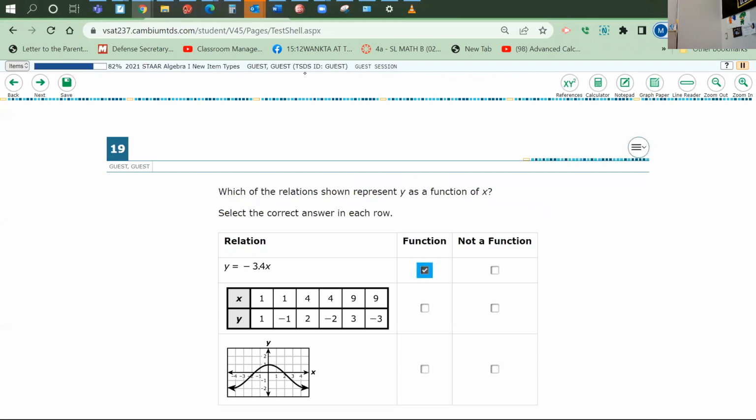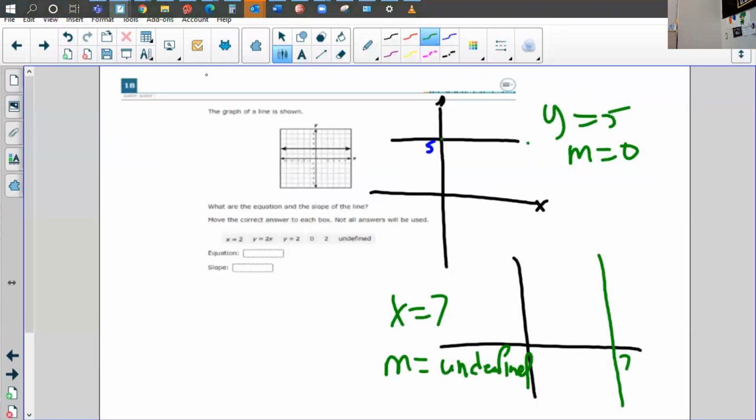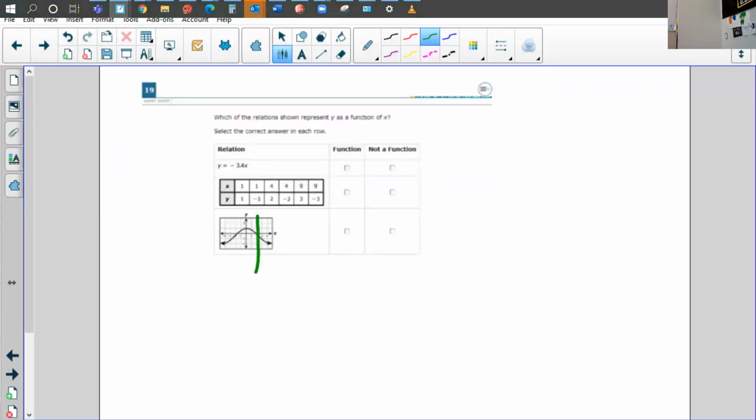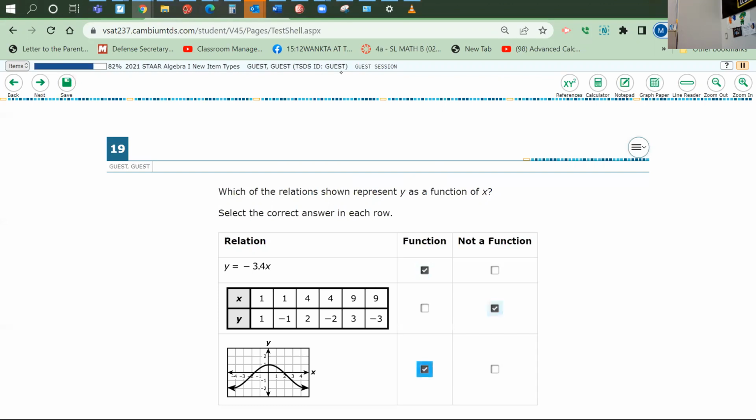So that's a function. And then the table, it's not a function because the x value repeats itself. And then for this graph right here at the bottom, if you draw a vertical line, you'll see that it is a function, right? If I draw a line, it only crosses the graph once. So that is a function. All right, I think this would be over. So there we go. Function. There you go. And then that's it.